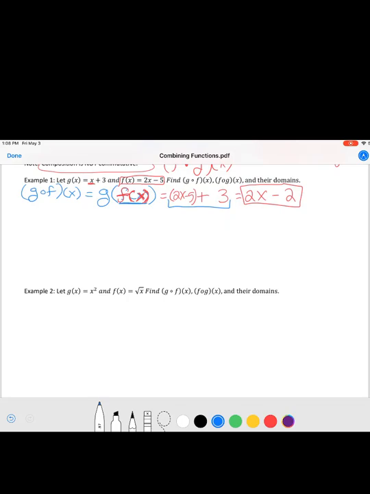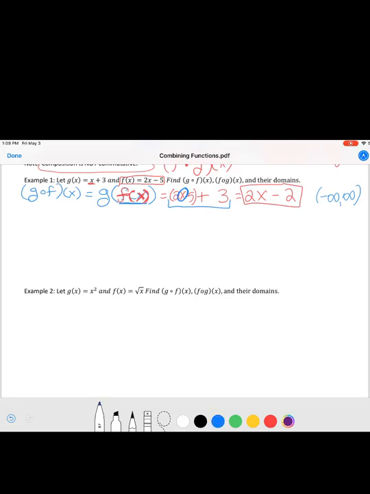I can plug in anything I want for x in this case, because x is not under a square root where I have to worry about negatives, and x is not in a denominator where I have to worry about getting a 0 in the denominator. So I can plug in anything I want here. So my domain for this function, g of f of x, is going to be minus infinity to infinity. So the trick to composition is to always look at the unsimplified version to find your domain.